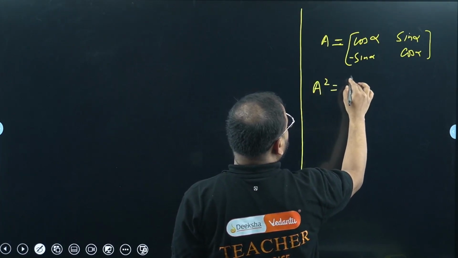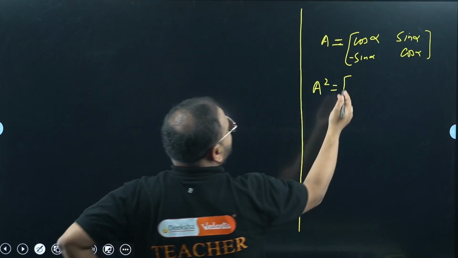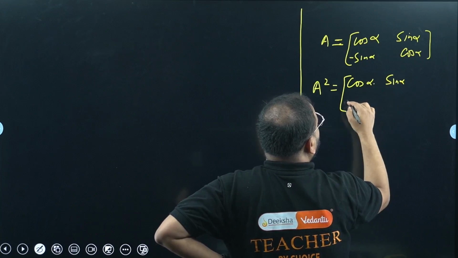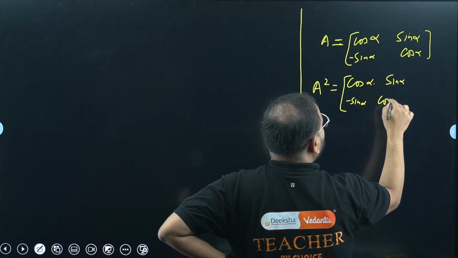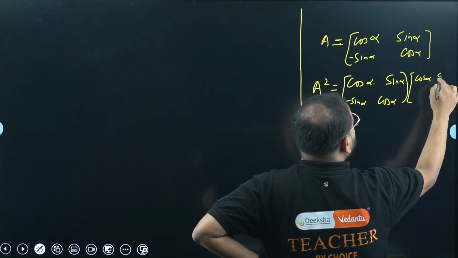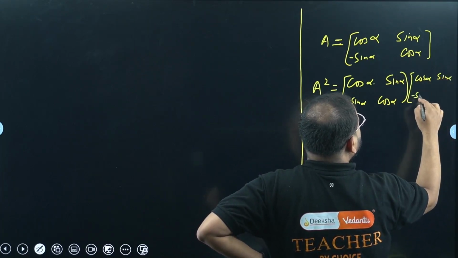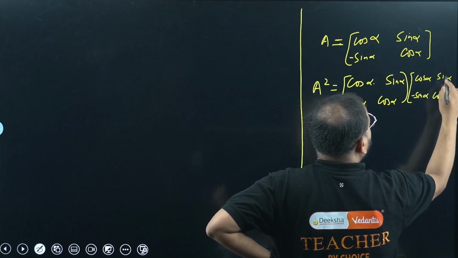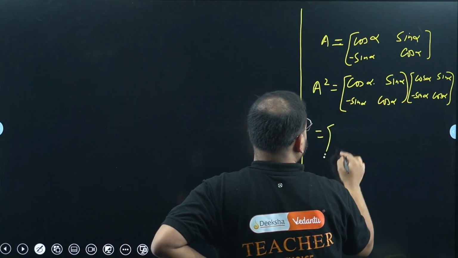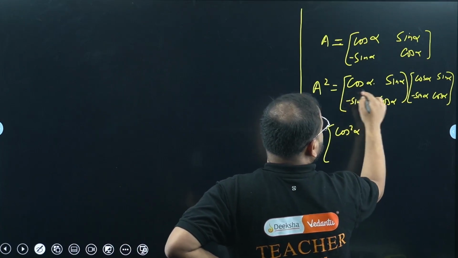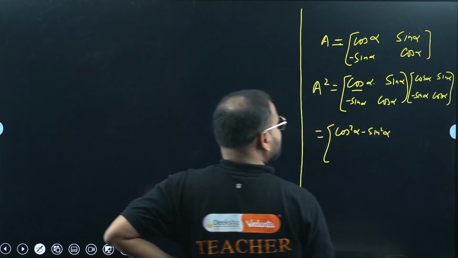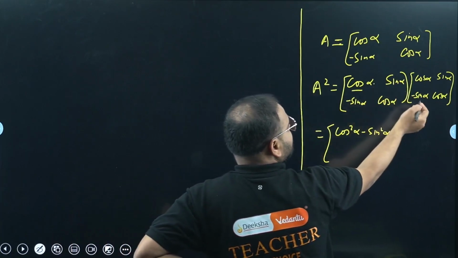A square will look like, same thing, we have to multiply it with itself. So cos alpha, sin alpha, minus sin alpha, cos alpha multiplied with itself, the same matrix. Correct? Let's do the multiplication. Cos into cos is cos square alpha. Next, sin into sin, minus sin square alpha, correct? This into this.